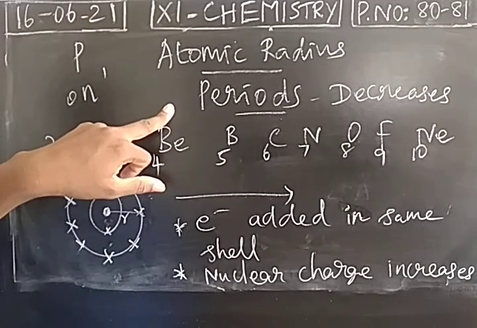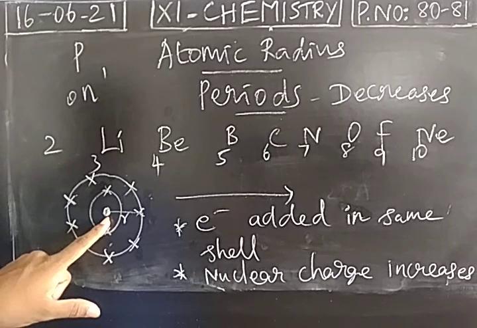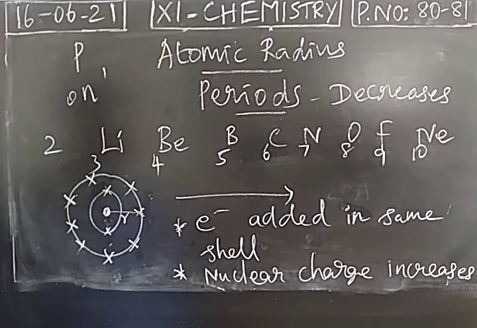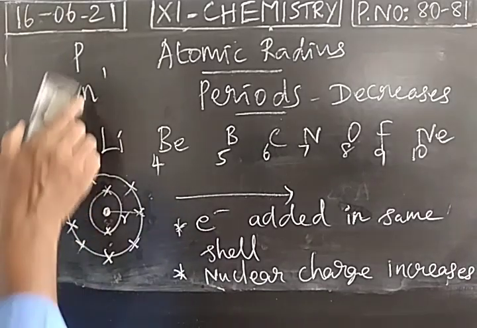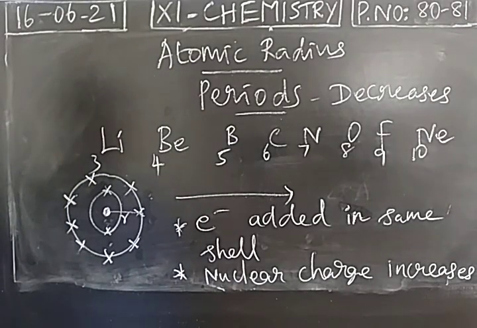What is the variation of atomic radius in periods? Gradually atomic radius decreases due to the increase of nuclear charge, addition of electron in the same valence shell, increase of attraction between the nucleus and the valence electron. All these are making the size as a reduced one. Left to right, atomic size decreases or reduces. Instead of nuclear charge, we will use one more word. It is called effective nuclear charge. That will be discussed later. Okay. Nuclear charge means you remember number of protons.